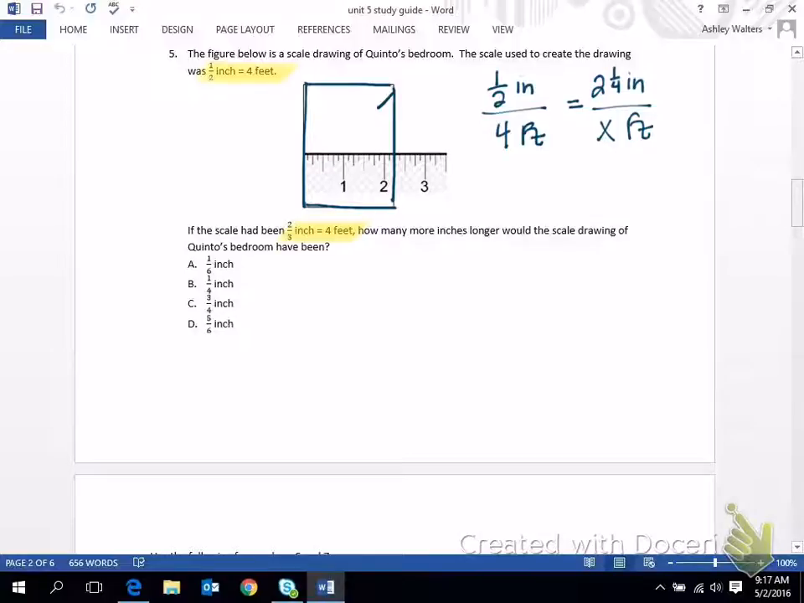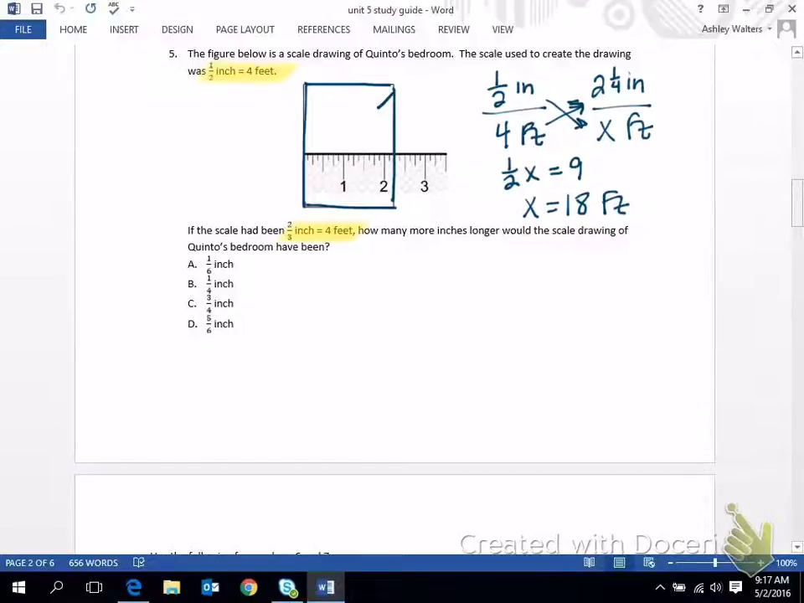This is a proportion that can be solved. We'll cross multiply, giving us 1/2 x is equal to 4 times 2 1/4, which is 9. And when you divide 9 by 1/2, you get 18. So that means that Quinto's room is 18 feet.